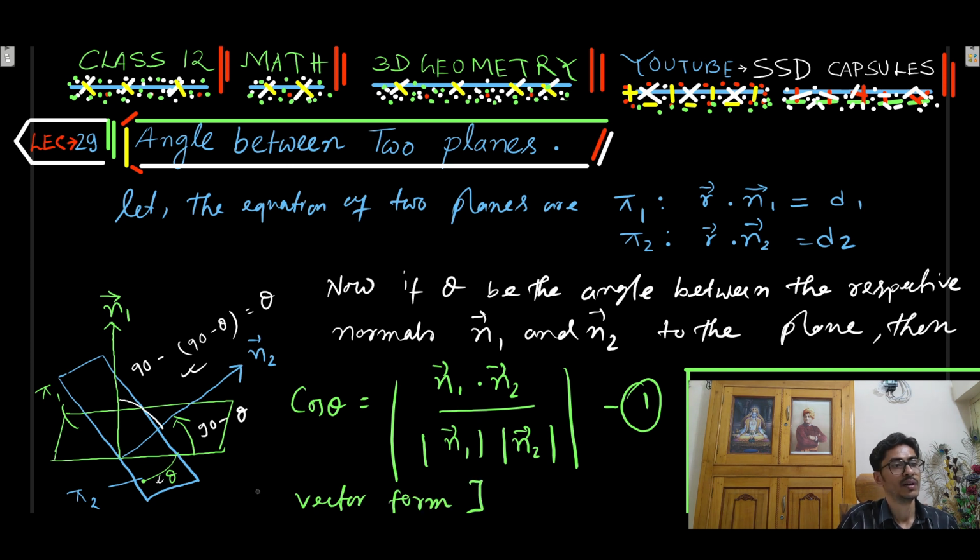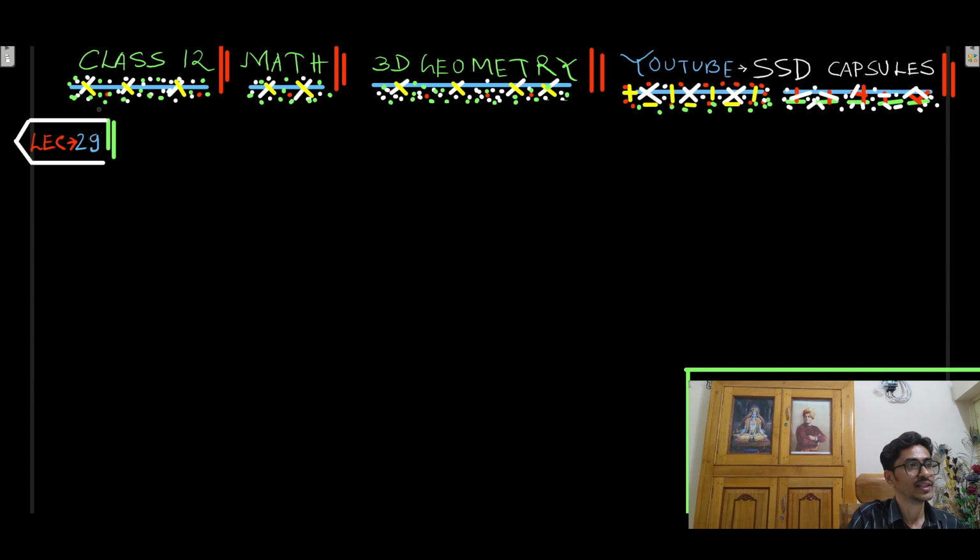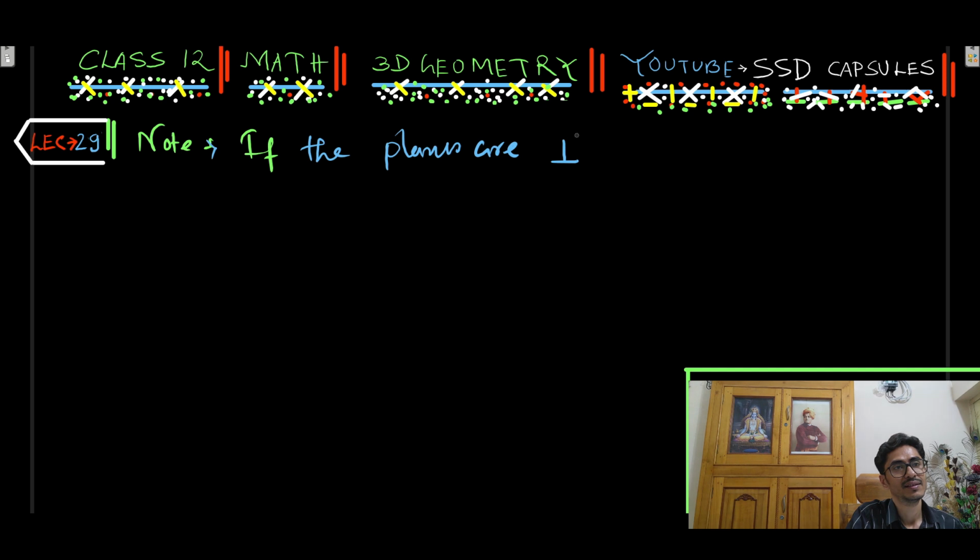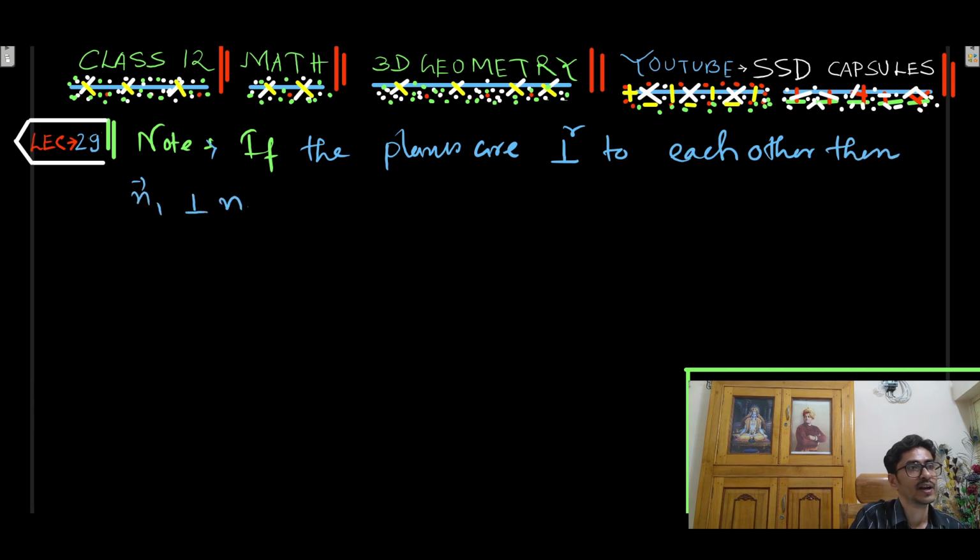So this is vector form. Now we are going to understand the Cartesian form also. Before that we will see a particular note. If the planes are perpendicular to each other, then n1 vector is perpendicular to n2 vector, therefore angle between them theta equal to 90 degree, therefore we know from the concept of dot product that n1 vector dot n2 vector equal to 0.